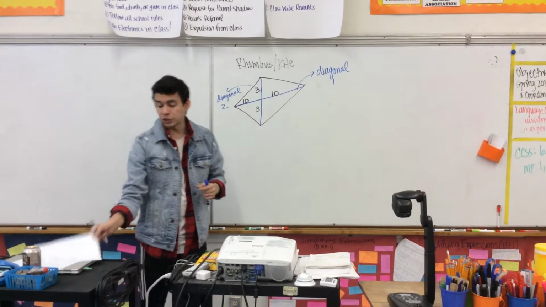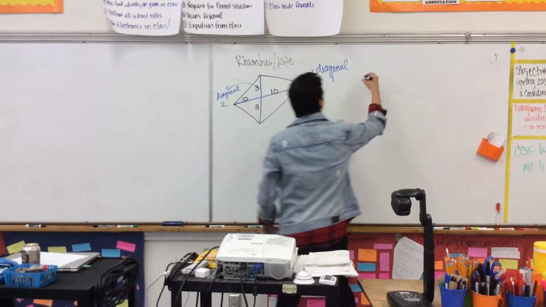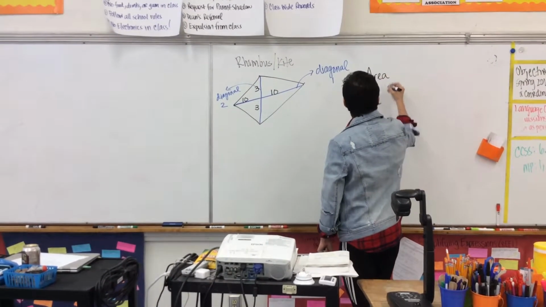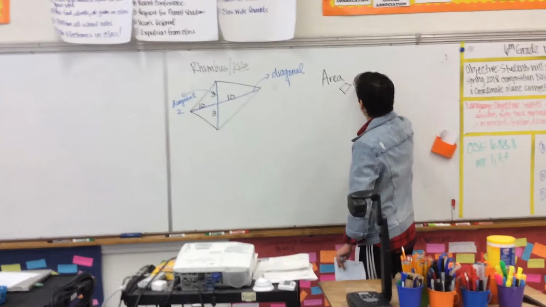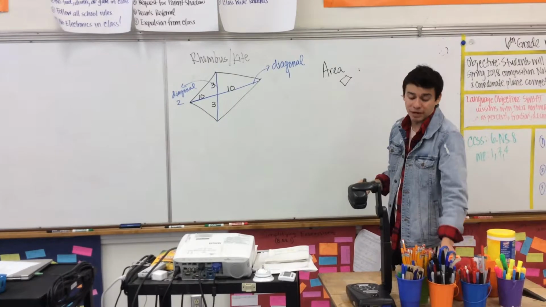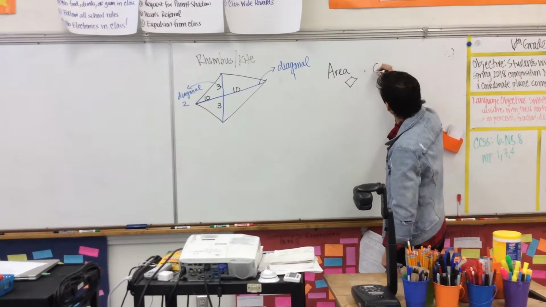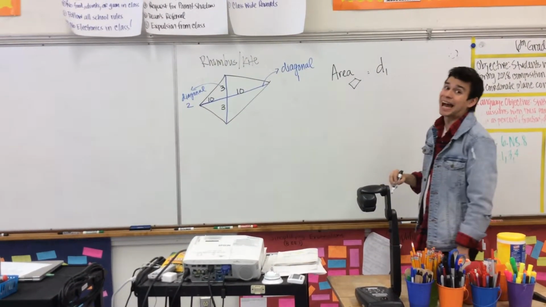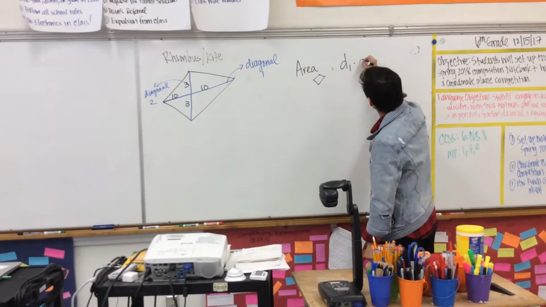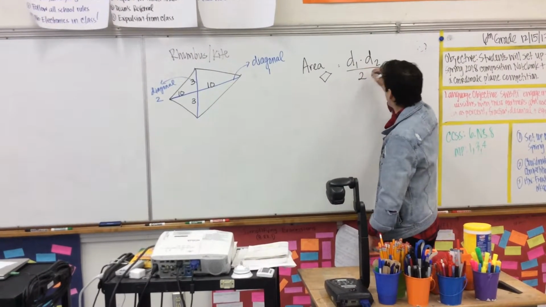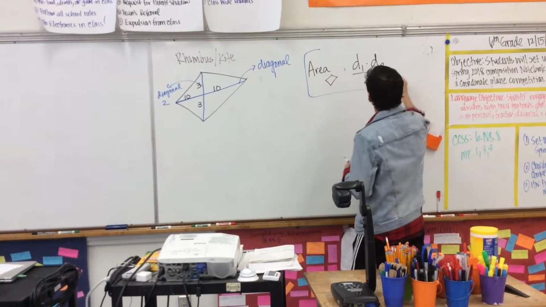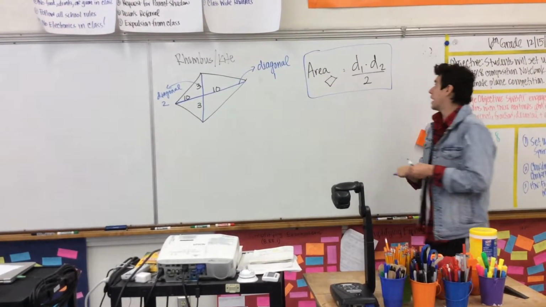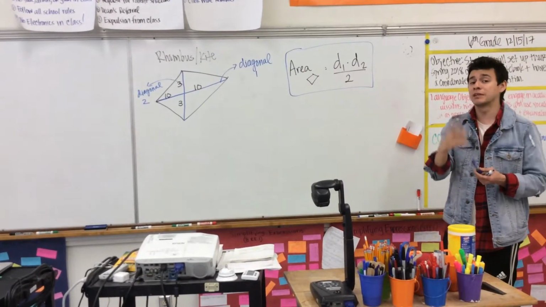Okay? What you need to memorize is the formula. The area of a kite, so let me draw another kite. Remember, I like drawing these? The area of a kite or a rhombus is given by this. Area is equal to D for diagonal 1 times diagonal 2 divided by 2. That is the formula for a rhombus slash kite. Diagonal 1 times diagonal 2 divided by 2.